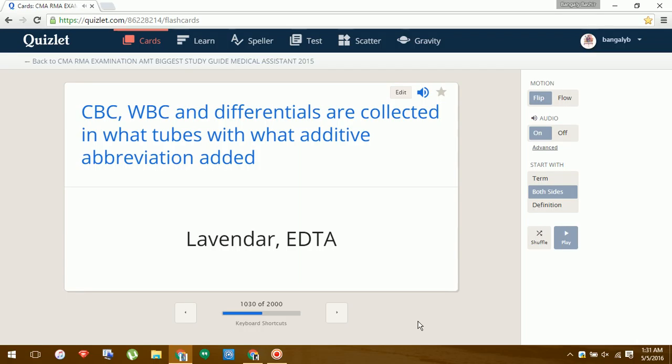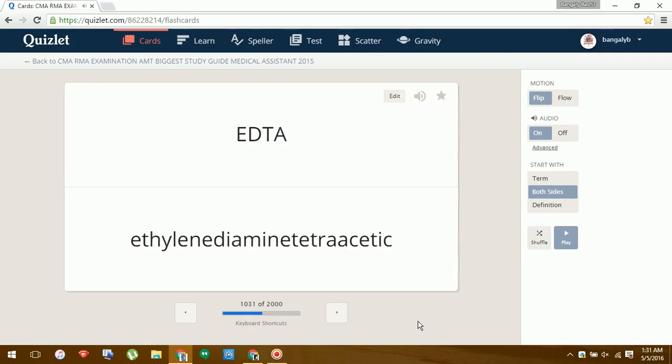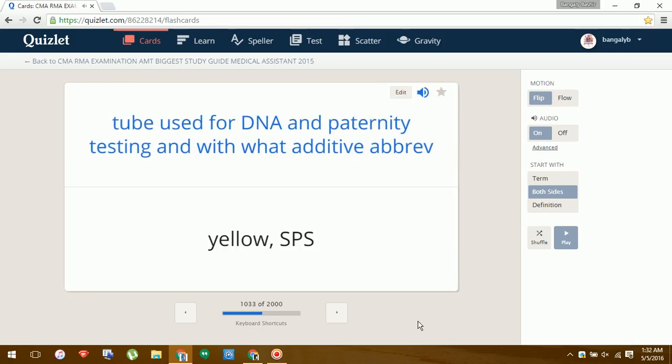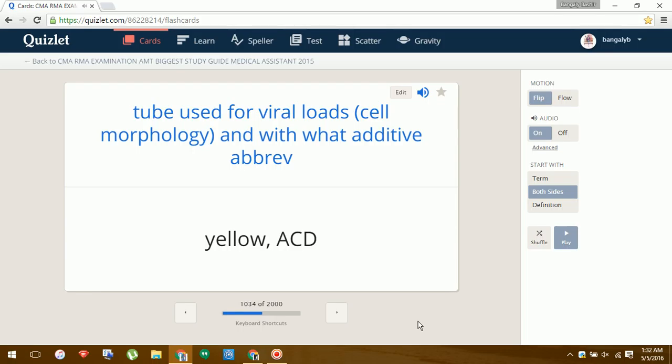CBC, WBC and differentials are collected in what tubes with what additive abbreviation added? Lavender, EDTA. EDTA. Ethylenediaminetetraacetic acid. Lavender with EDTA are used for hematocrits, glycohemoglobins, hemoglobins and sedimentation rates. Tube used for DNA and paternity testing and with what additive abbreviation? Yellow, SPS. Tube used for viral loads and with what additive abbreviation? Yellow, ACD.